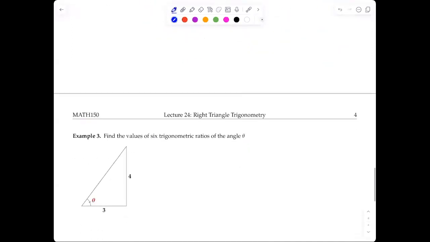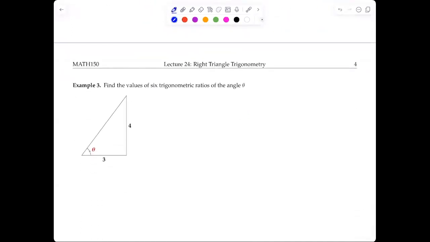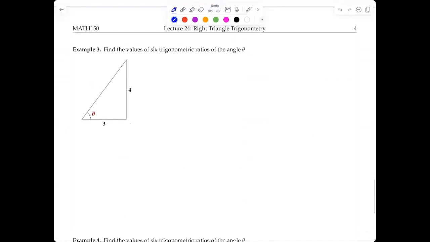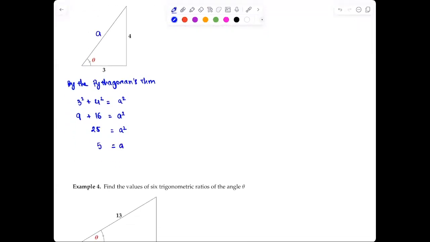All right, so the next example is something that is not a special angle, just some angle. Here one side is 3, the other side is 4. Now you calculate the value of the hypotenuse. So this one is A. By the Pythagorean theorem, you have 3 squared plus 4 squared equal to A squared, or 9 plus 16 equal to A squared, or 25 equal to A squared, or A is equal to 5.